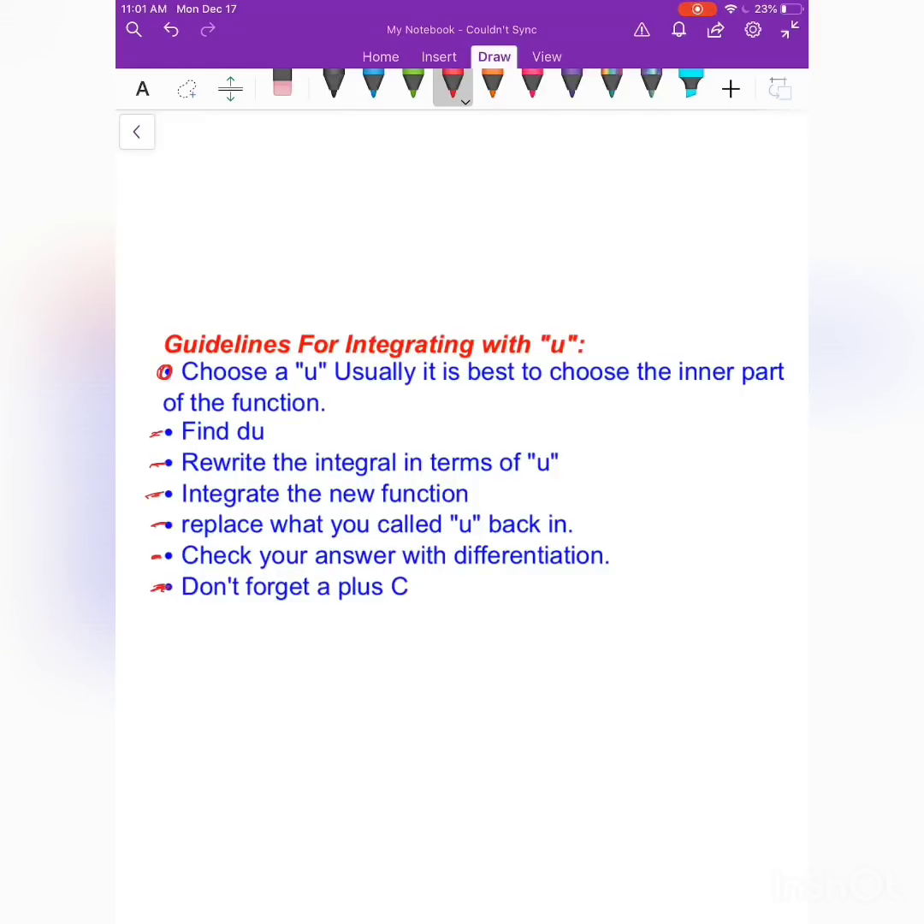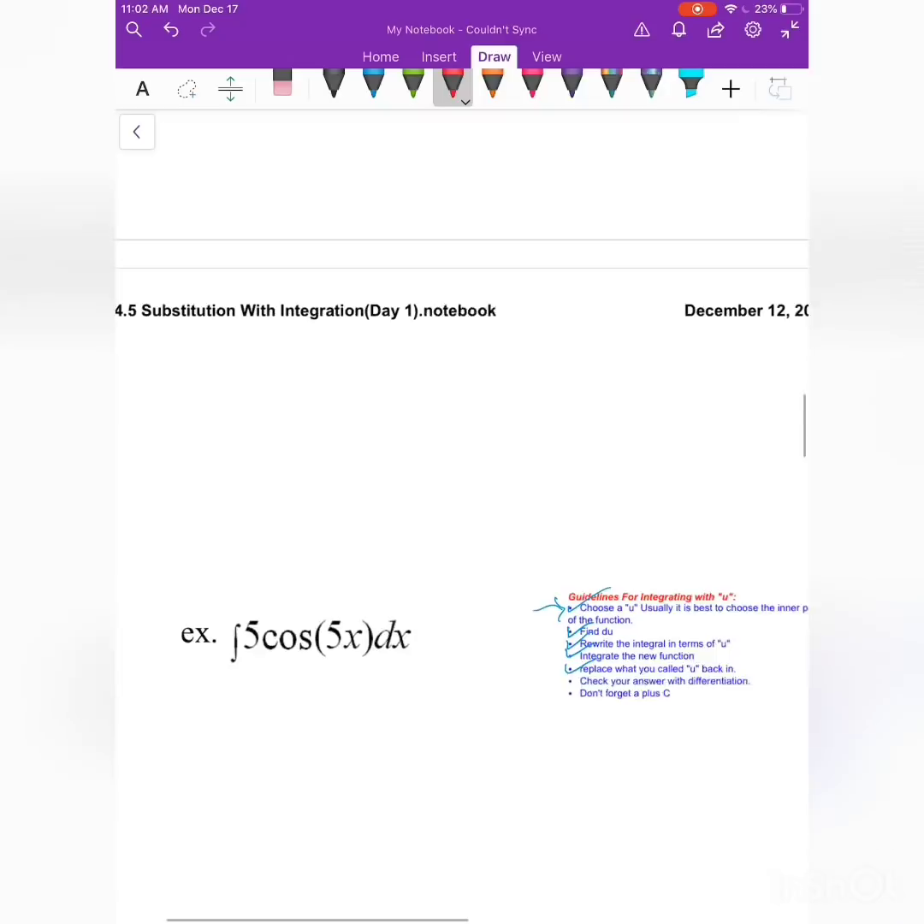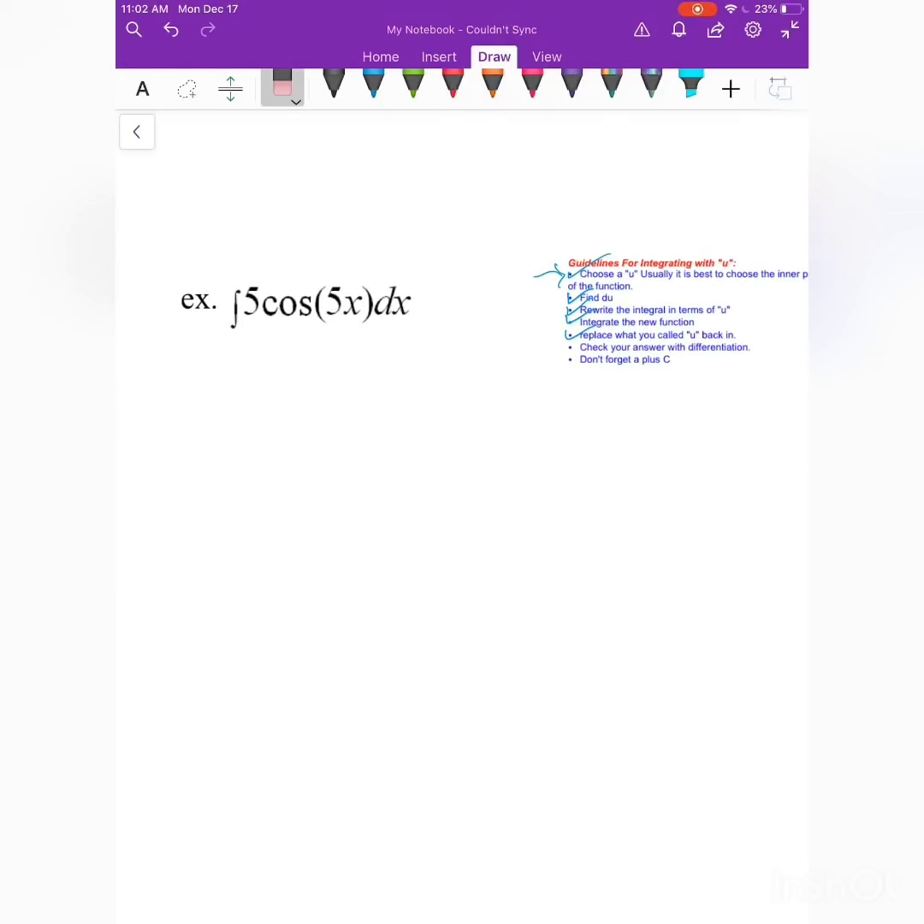So here are some steps and some guidelines of how to pick u and what actually to do, the step-by-step process. Don't forget, you can pause this video at any time to get caught up on the notes. So let's do an example. First, looking at this problem, you'd think, okay, this is just like what we did yesterday or in the warm-up here, but it is a little different because this is a chain rule.